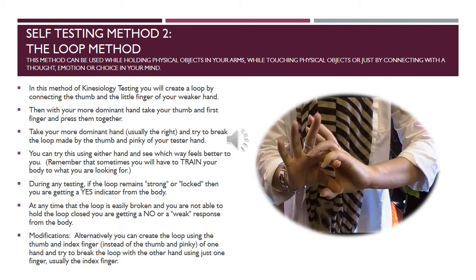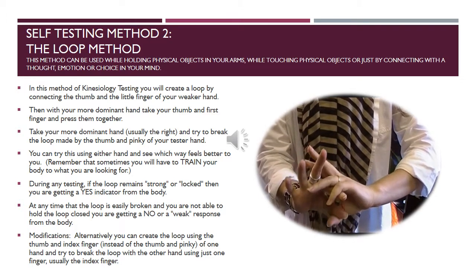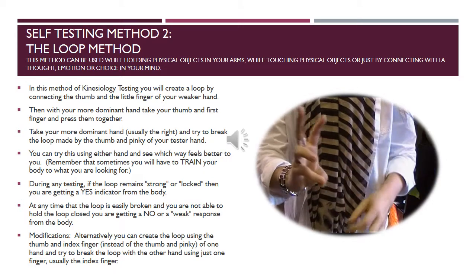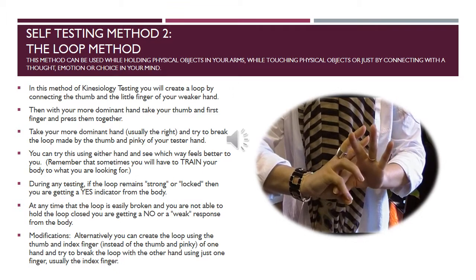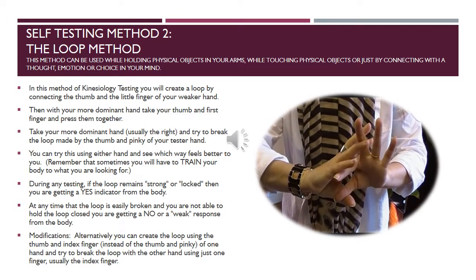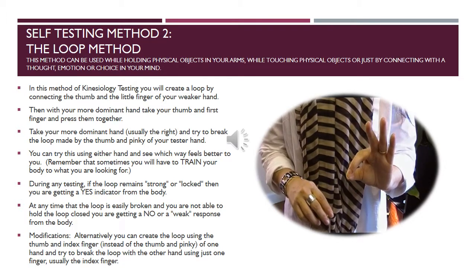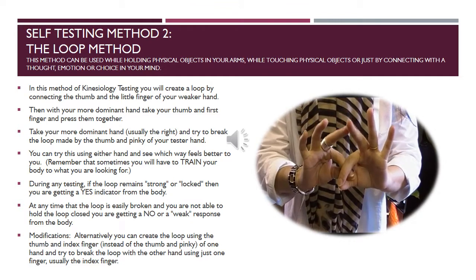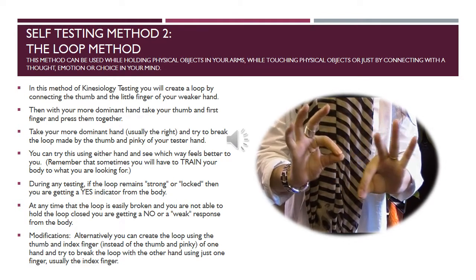And some people may feel that they have better results using the weaker hand, and some people may feel that they have better results using the more dominant hand as your tester hand. Either way, as long as you figure out a method that works well for you and gets consistent results. During any testing, if the loop you make remains strong or locked, which is the goal, then you are getting a yes indicator from the body.